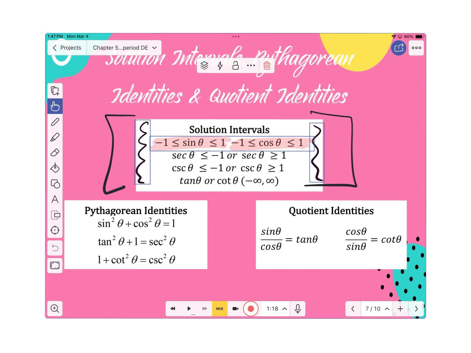So remember, when you're doing sine and cosine, that value needs to be a number between -1 and +1. And then when you're doing the reciprocals, cosecant and secant, that's going to be a number less than or equal to -1 or greater than or equal to 1. And then tangent's any number.